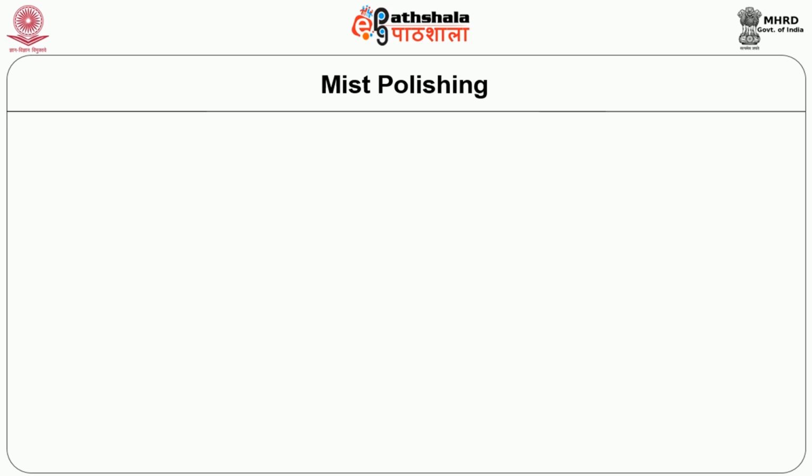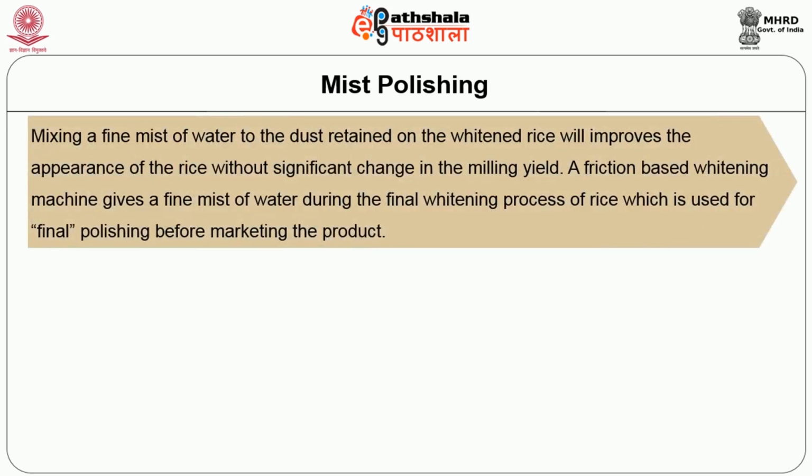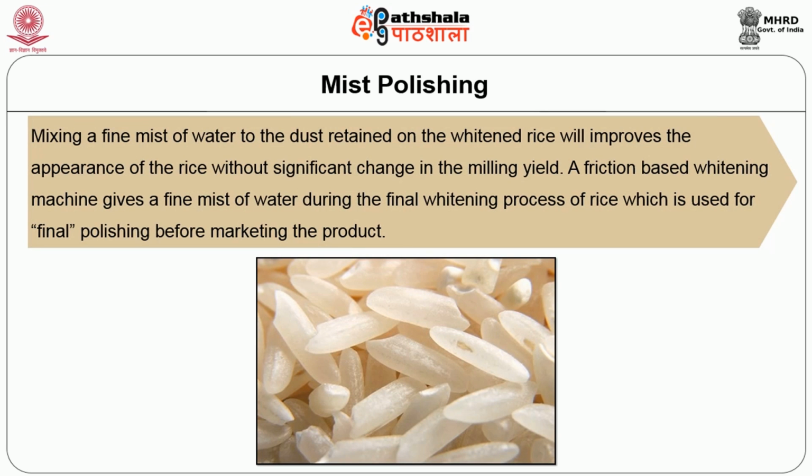Mist polishing is done after the separation of white rice. Mist polishing is mixing a fine mist of water with the dust which is retained on the whitened rice, which will improve the appearance of the rice without significant change in the milling yield. A friction based whitening machine gives a fine mist of water during the final whitening process of rice, which is used for final polishing before marketing the product.